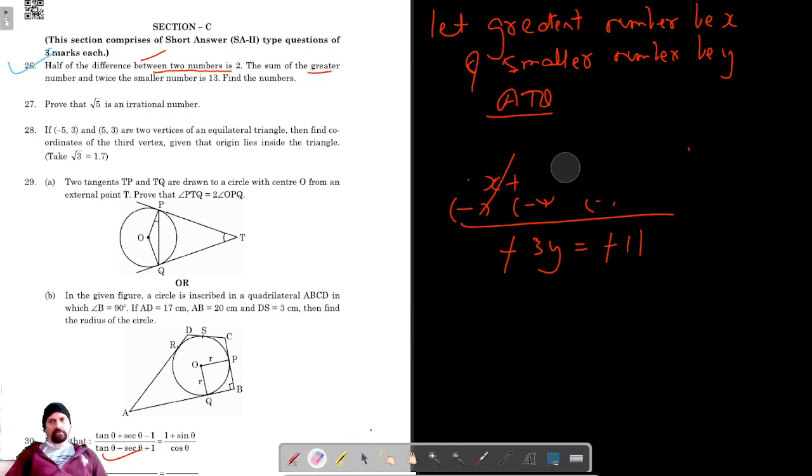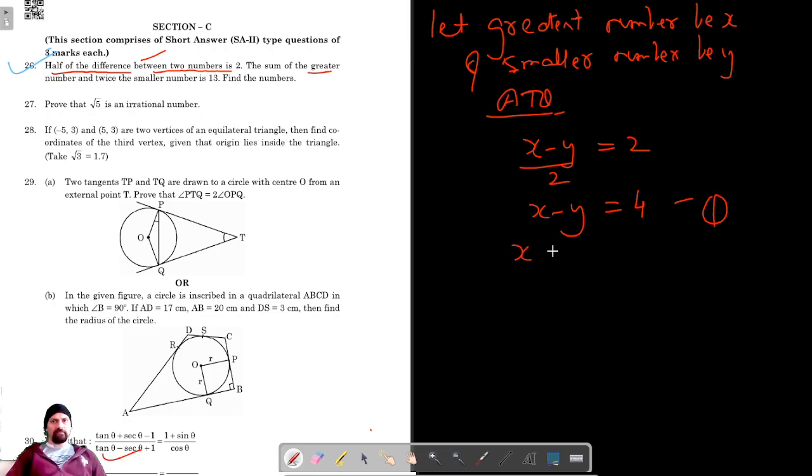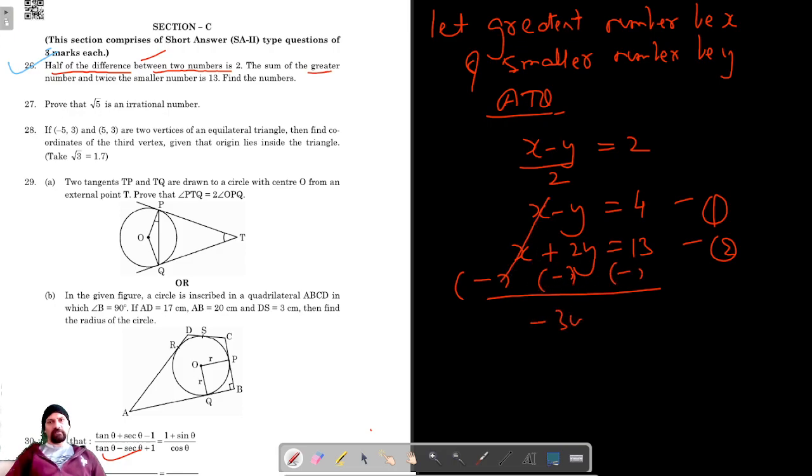So let me just write down these equations once again. It's given that half of the difference between two numbers is 2. Read the question very carefully. So x minus y is the difference, and its half is 2, so x minus y is equal to 4. This is equation 1. And now the greater number plus twice the smaller number is 13. We can directly subtract these equations, which gives us minus 3y is equal to minus 9, since 13 minus 4 is 9, and y is equal to 3.